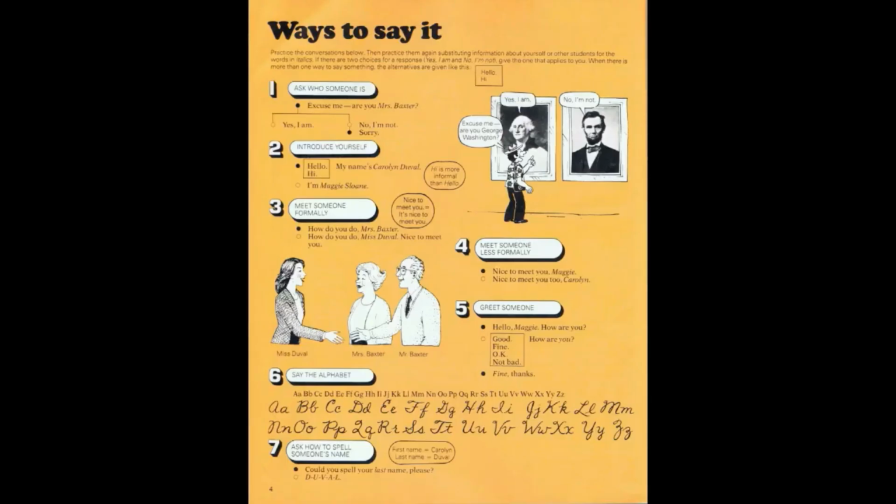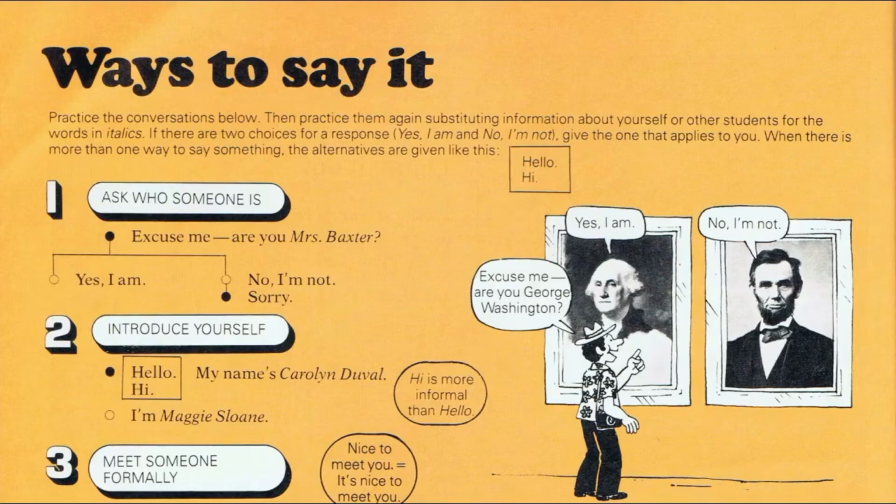Okay, folks, welcome to a new stage of our lesson, which is very important also. It is called Ways to Say It. So, let us begin. Look at number 1. It says, ask who someone is. There is a question. It says, excuse me, are you Mrs. Baxter? 2 answers. Yes, I am. Or, no, I'm not. Then the other person says, sorry. So it's a very short exchange. It's a short dialogue between 2 people.